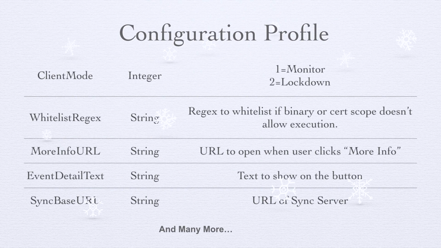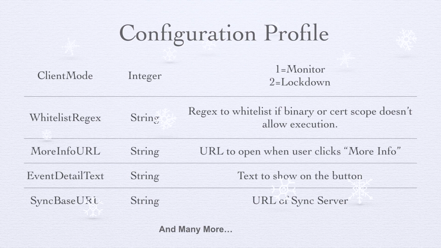Other settings in the config profile, I can say the client mode. Am I running in monitor mode or lockdown mode? Monitor mode is the default, obviously. The regex whitelist and blacklist are options that are in there. More info URL is a string URL to open when someone clicks the more info button, and that has some parameters that are well documented on the GitHub page. I'm not going to go through the entire config profile and all the options right now. There's a lot in there, but I just want to give you a direction to go to look at this a little bit further, should you be so inclined.